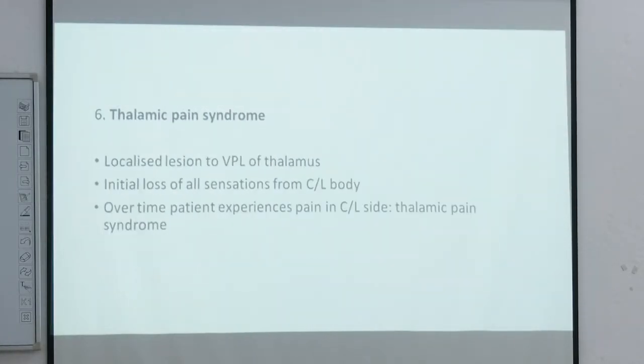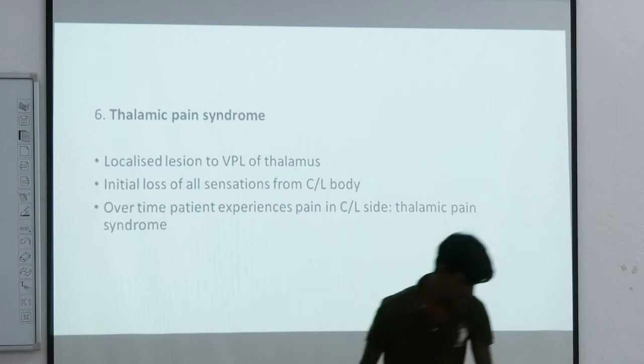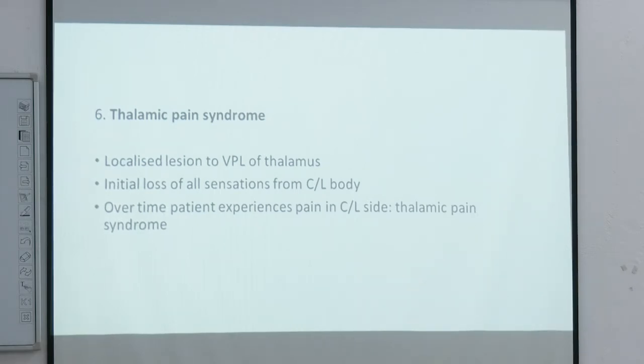So VPL is the ventroposterior nucleus of the thalamus. There is initial loss of sensation from the contralateral body, because both the fibers are crossing. Spinothalamic fibers are crossing to the opposite side immediately, and your dorsal column or the proprioceptive fibers cross at the level of the medulla. But ultimately both are crossing to the opposite side and going to the thalamus, and inside the thalamus there is a relay station, and this relay station is the VPL nucleus of the thalamus.